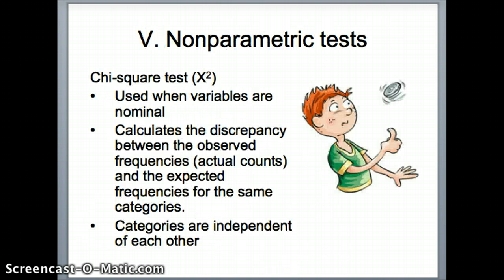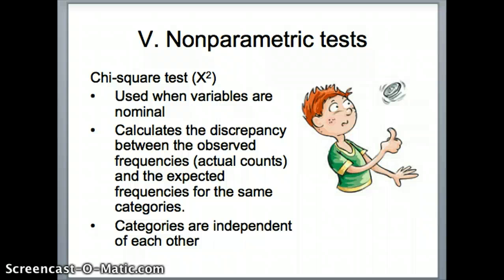The other statistic that is also fairly common and falls under non-parametric tests is chi-square. Chi-square is used when variables are nominal. So variables have to be along the lines of yes, no, male, female, Democrat, Republican. And basically what a chi-square does is it calculates the discrepancy between the observed frequencies, what you actually got for data, and the expected frequencies, what you would expect based on probability for the same categories.